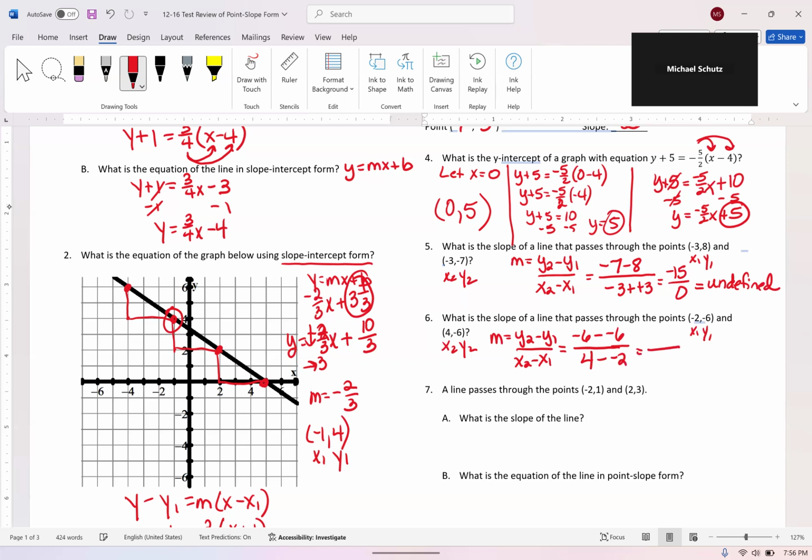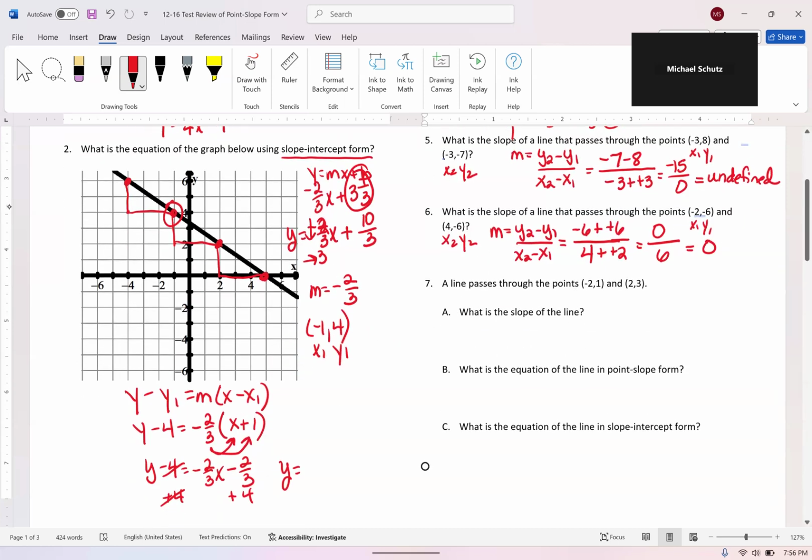Okay, remember when you have minus a negative, that's plus positive. So -6 plus 6 is 0. Same thing on the bottom, plus positive. 4 plus 2 is 6. When 0 is on the top, 0 divided by 6 is 0. So the slope of that line is 0.